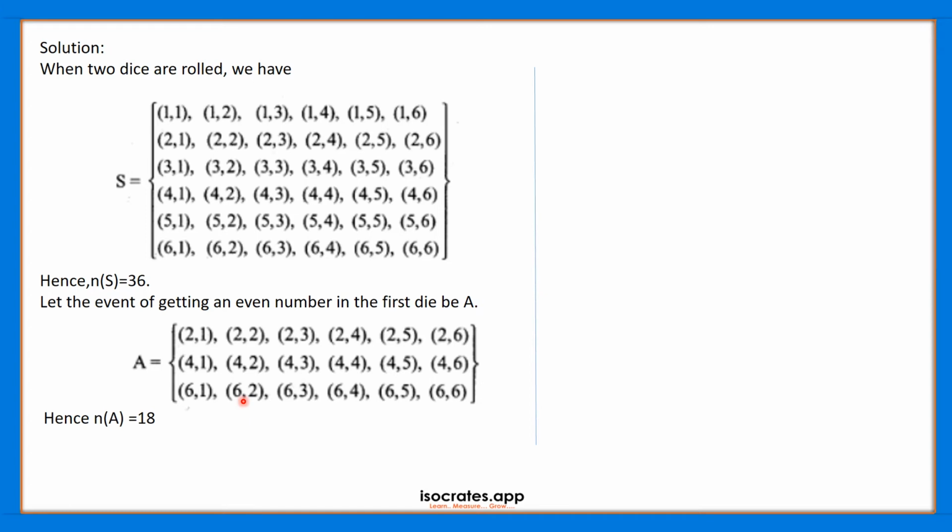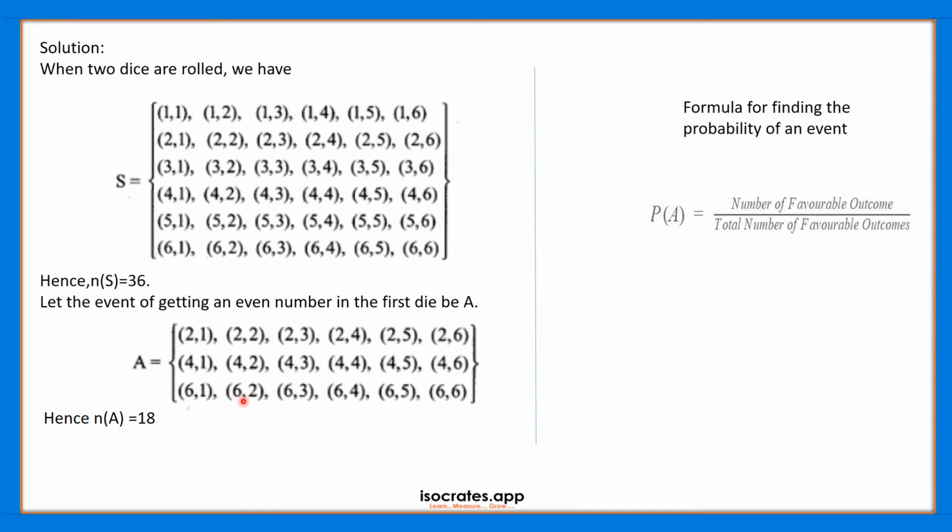We know that the probability of an event can be found by the formula P(A) is equal to the number of favorable outcomes divided by the total number of outcomes. So in our case, P(A) can be found by n(A) divided by n(S), which is equal to 18 by 36.